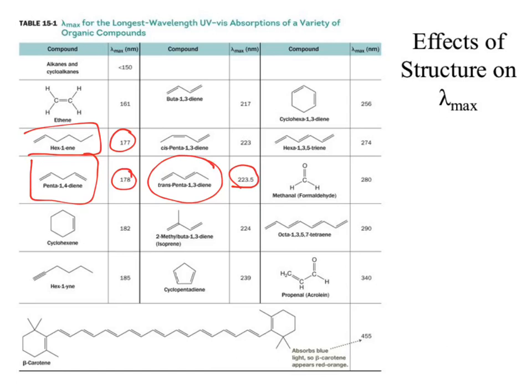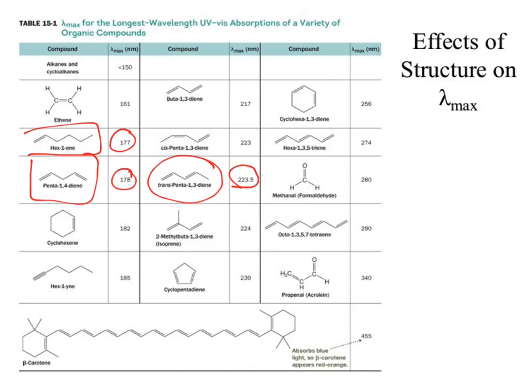And notice it goes up. Why does the wavelength go up? Because the energy is what I want to be referencing. The energy between the HOMO and the LUMO has now shrunk, due to that conjugation. That's all we're talking about.